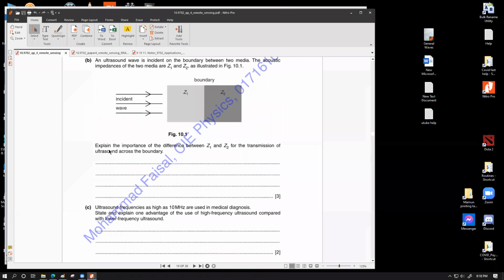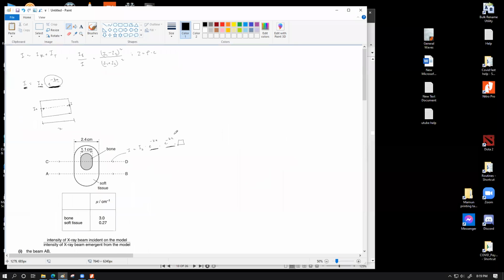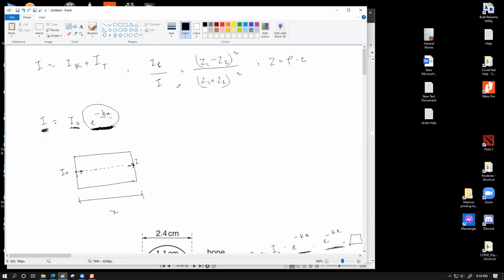Explain the importance of the difference between Z1 and Z2 for the transmission of ultrasound across the boundary. What I need you to understand is that if we have a look at this set of equations, the equation that I wrote first, the reflected portion comes from this, and how much is reflected is this, and the remaining part gets transmitted.